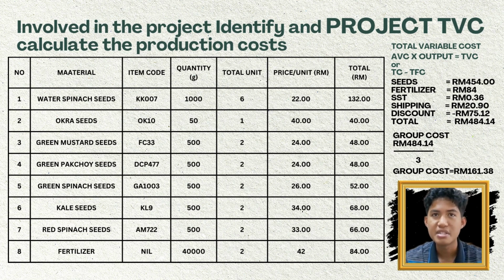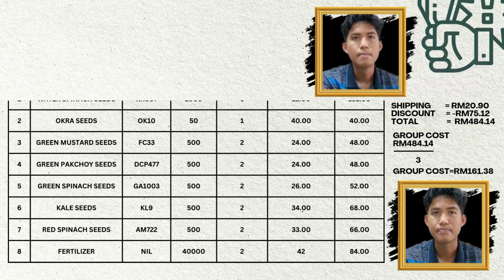And to get the TVC, we must combine all of the total costs. So in this case, the seeds is equal to 454 ringgit, while the fertilizer is 84 ringgit. And there's also the shipping discount as well that we must include. And so the grand total of everything is 484 ringgit and 40 cents. There's also the group cost, which we divide by 3, and we'll get 161 ringgit 38 cents. And the reason we divide by 3 is because there is 3 classes.